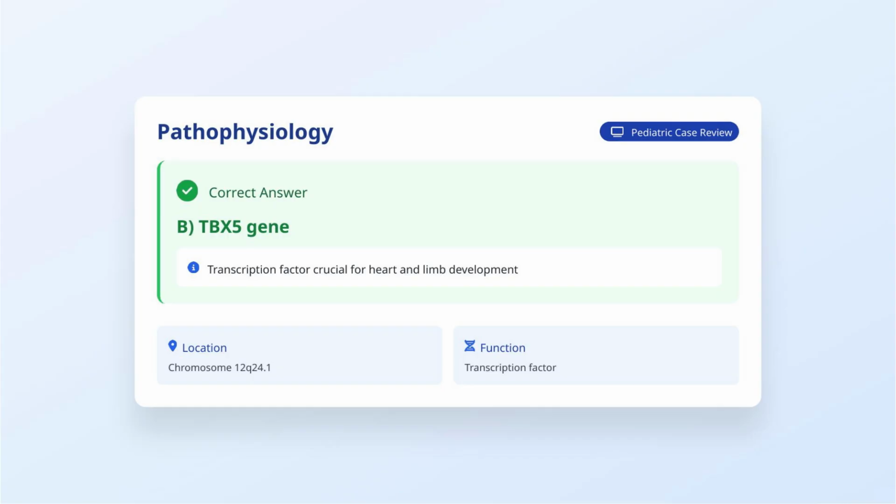TBX5 gene. Mutations in this gene, located on chromosome 12q24.1, are responsible for Holt Oram syndrome. TBX5 encodes a transcription factor that is crucial for proper development of both the heart and upper limbs during embryonic development. Over 100 different mutations have been identified.